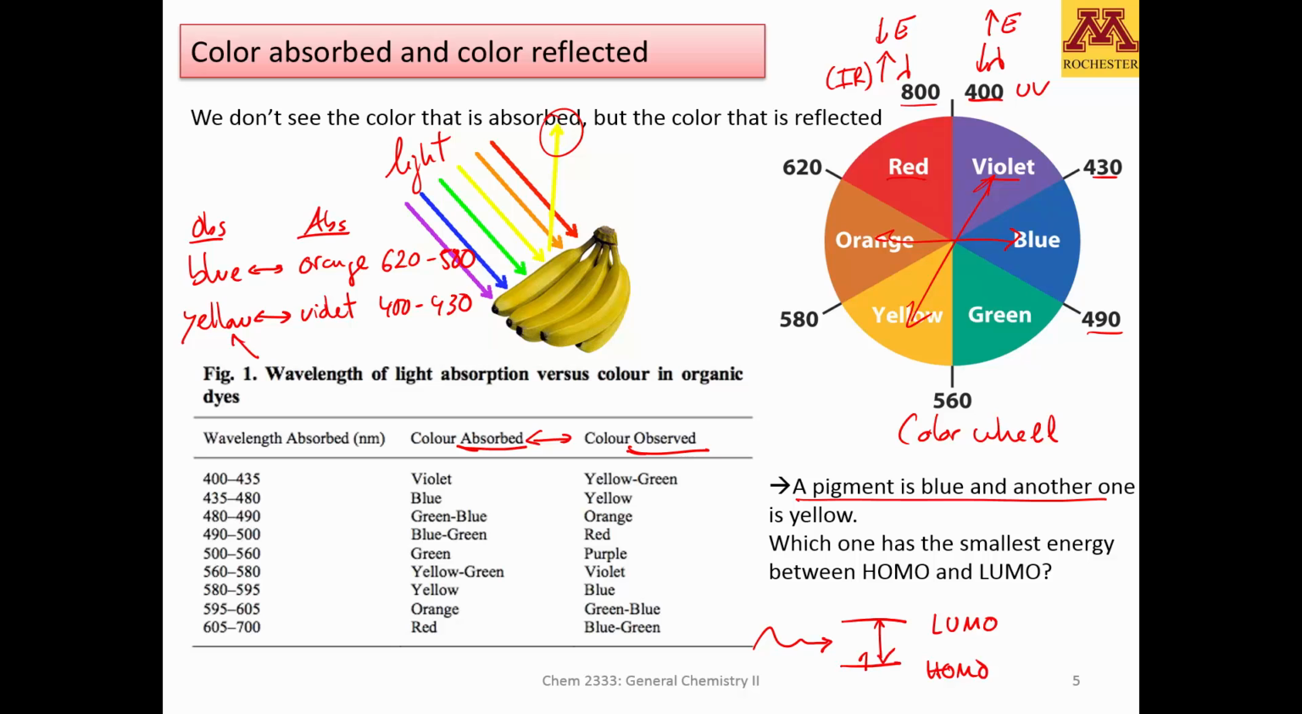Definitely the yellow, because it absorbs a photon of smaller wavelength, of larger energy, so it will have a larger gap. In this case, the yellow compound will have the largest energy difference between the HOMO and the LUMO. We will practice more, but we have to make sure that we understand these basics before we jump into transition metal compounds.